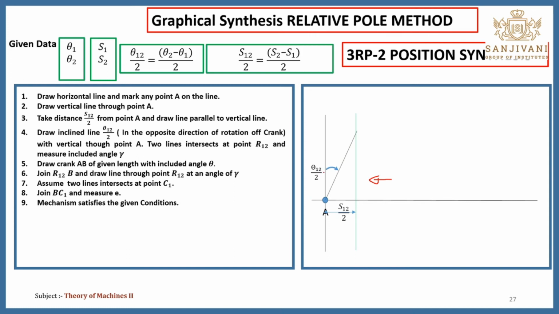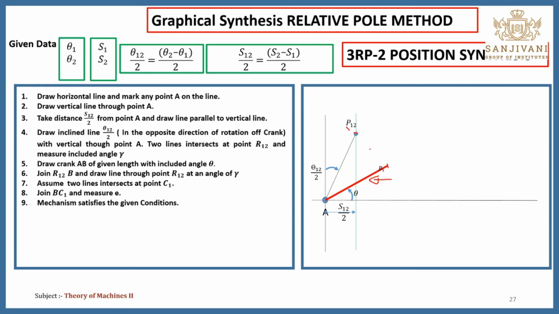Okay, again with this vertical you have to take this angle in the clockwise direction, which is of theta 12 by 2. These two intersect at a common point. Here you will get the first relative pole, which is the P12. Here we are just considering this point as the P12 relative pole. Next you have to draw any one position of the crank which is at an angle of theta. Next you have to join, you will get this point B1. This point B1 is at this location.